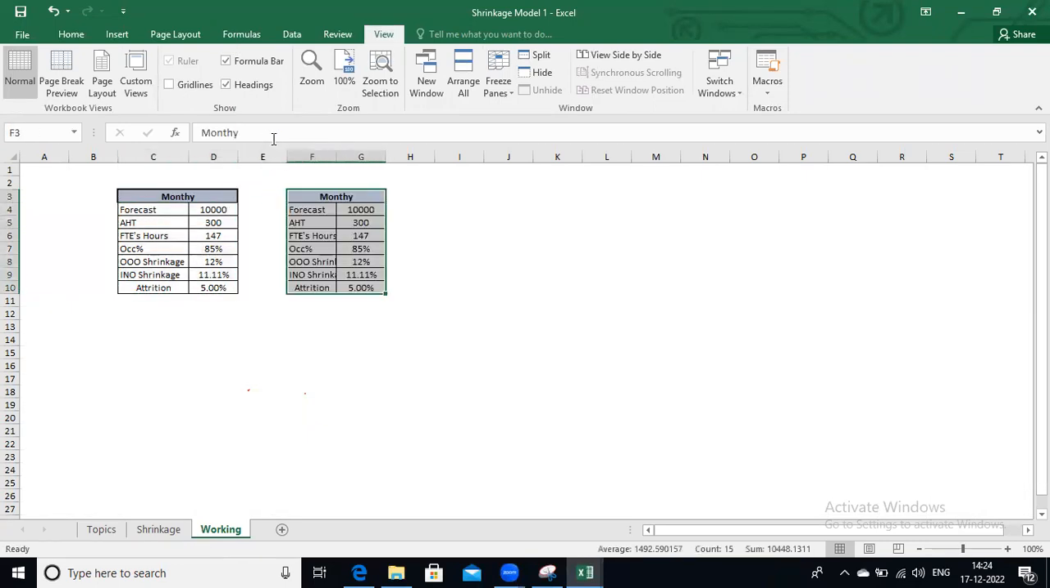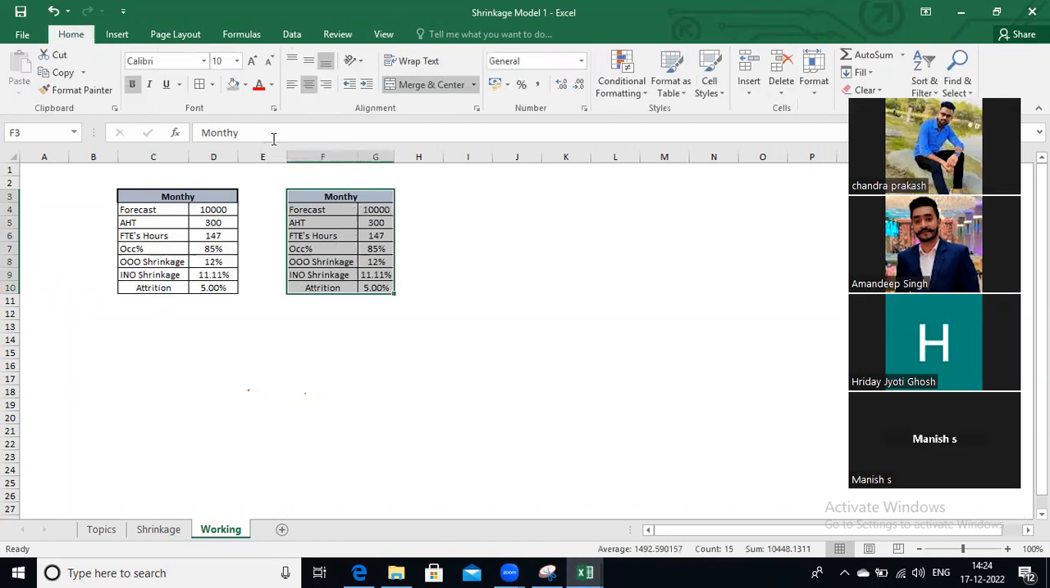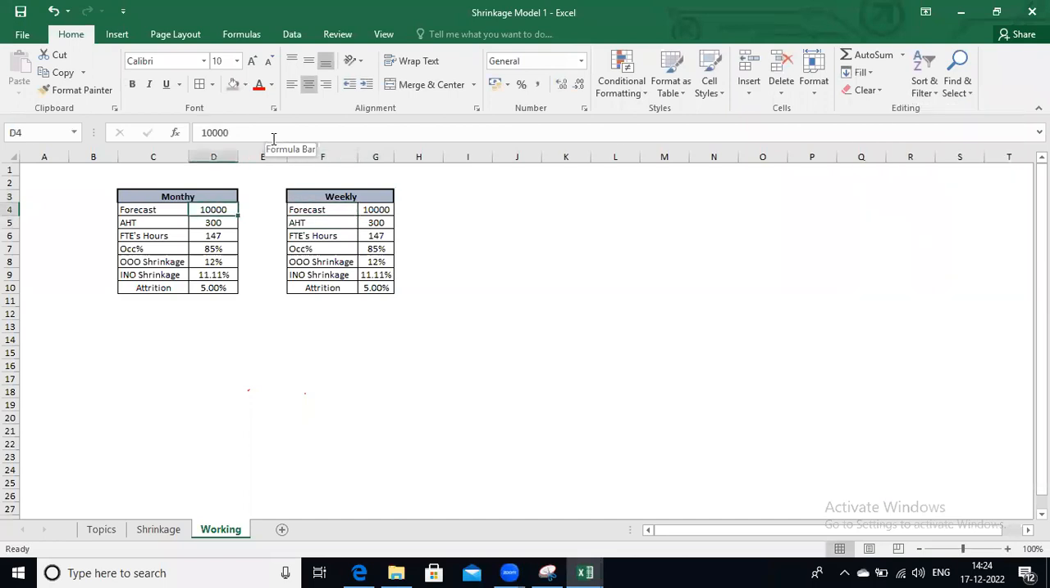So first of all, if we need to calculate for weekly, so how we will distribute the volume? Anyone please? First, we have to determine workload, right? Yes. That is call volume into AST. Forecast into EST.